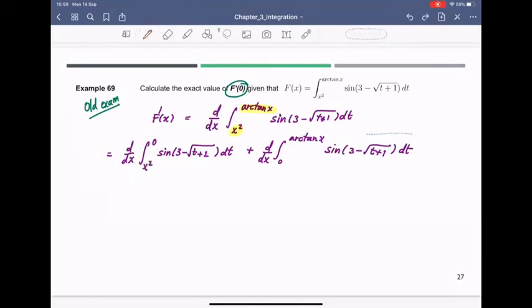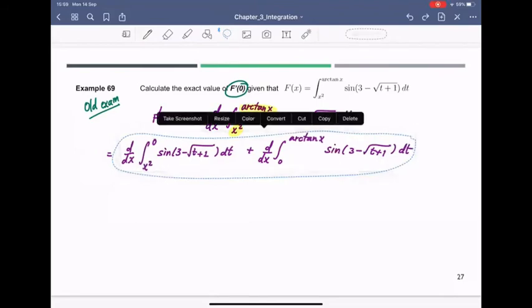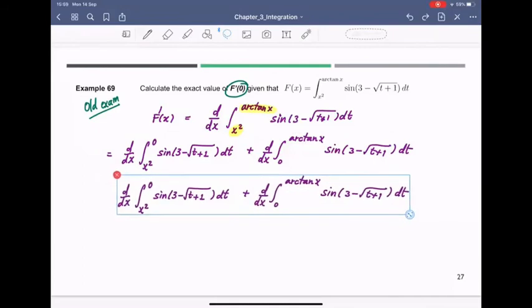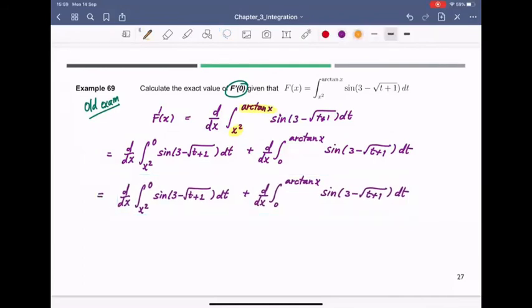So I'm going to copy that, then paste. All right. And then minus that, then 0 to x squared. Good. And now we are ready, so we are going to apply the fundamental theorem of calculus. So this is negative. All right.